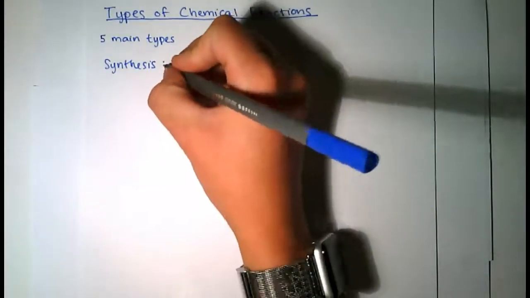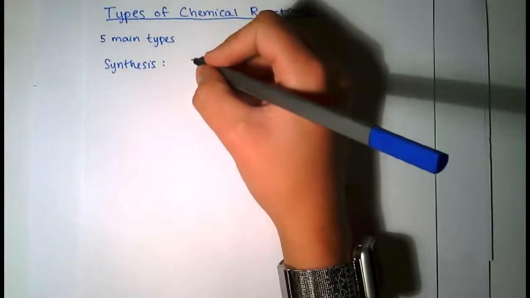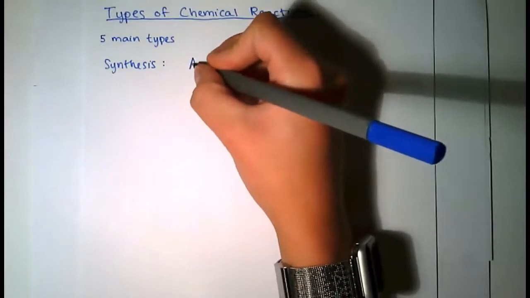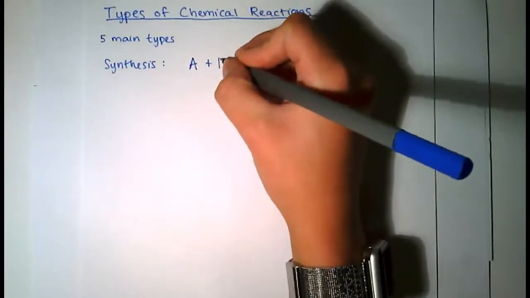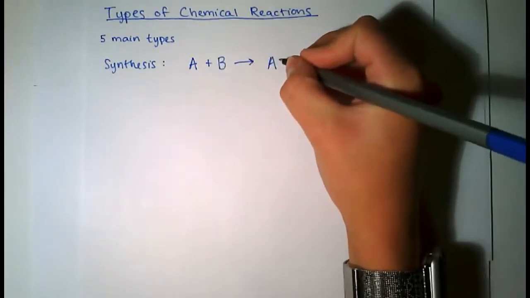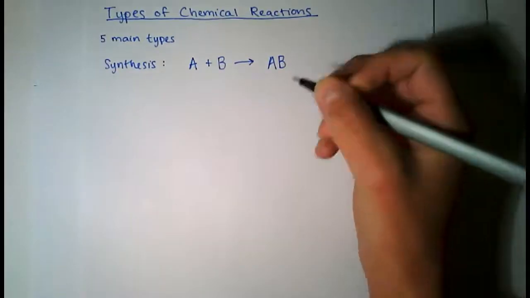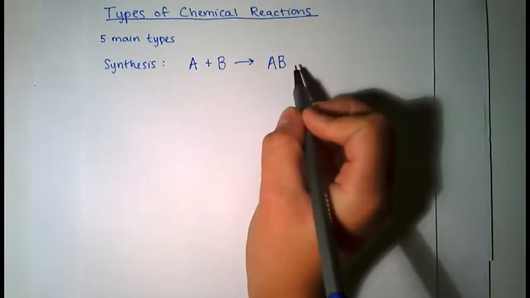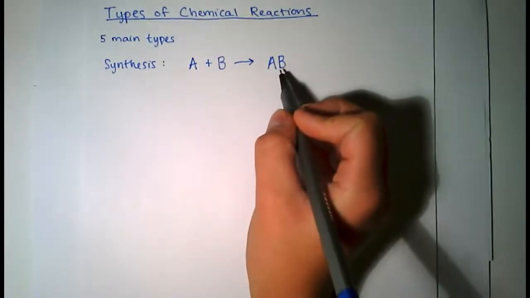So in synthesis, our general form for that reaction is A plus B reacts together to form AB. So that's the general form, 2 smaller things coming together to form a larger compound.